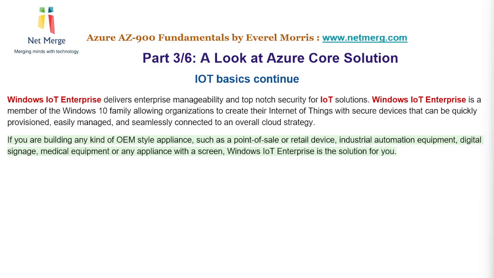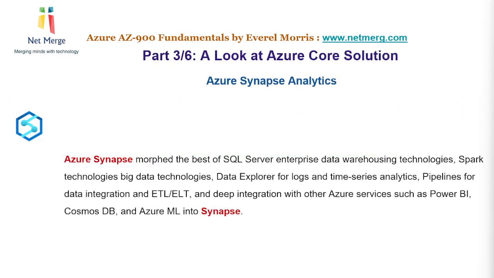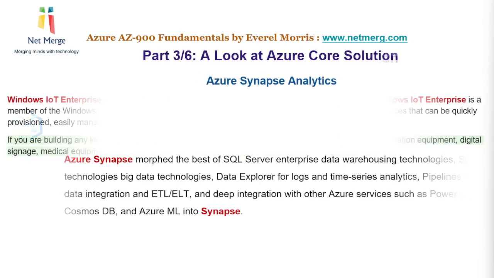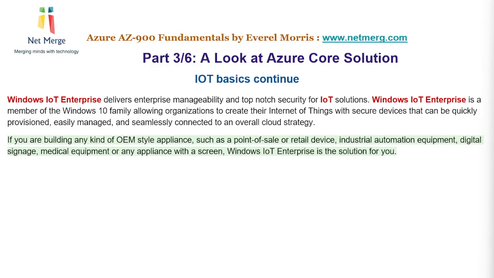Now, a good example of an IoT device is a kiosk that you would see. You would go to your motor vehicle department and you have to print a ticket based on the type of service you want. You get those kiosks. It talks about a point of sale. Those are two good examples of IoT devices that you would be using in an OEM manner.